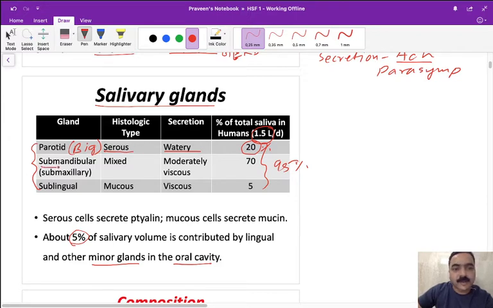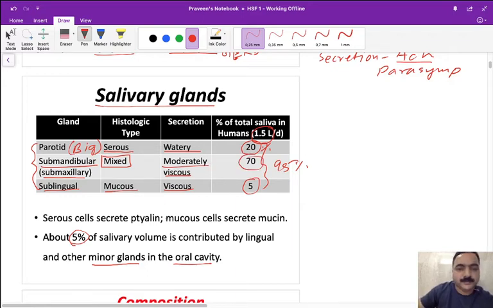Whereas the submandibular, which is below the mandible and is sometimes referred to as the submaxillary, is a mixed gland. That means it is both serous and mucus secreting, and that makes a moderately viscous secretion. The sublingual is a small gland and contributes only about 5%, mainly secreting viscous saliva. The major one, the submandibular, is the mixed one that contributes 70% of the saliva.